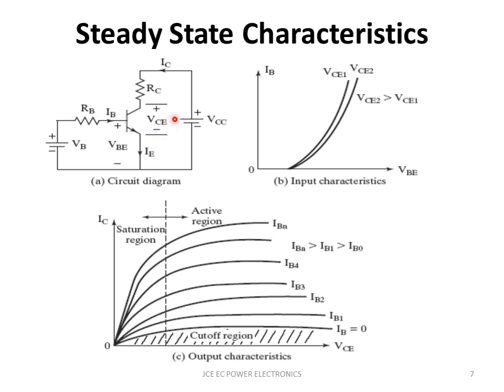So here is basically the steady state characteristics. We have different types: one is the input characteristics, the other is the output, and the third is the transfer characteristics. Looking at the input characteristics, this is the input side and this is the output side. So obviously when I am drawing the input characteristics, I am drawing the input current versus the input voltage, that is IB versus VBE.